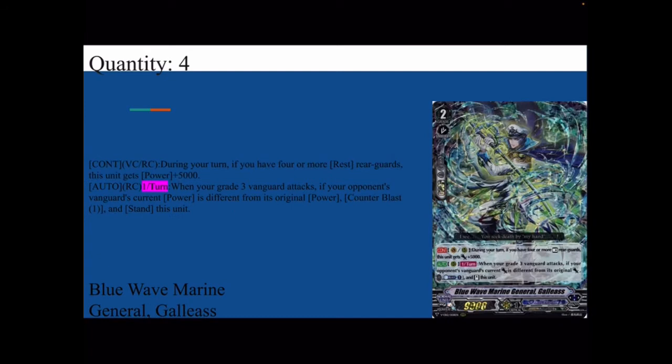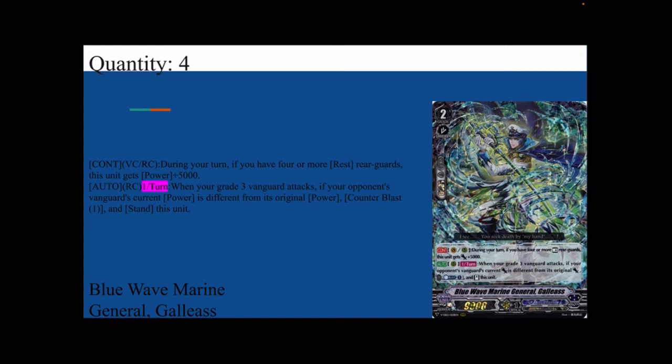Four copies of Blue Wave Marine General Galios. Another card that I like the arts of. I genuinely like the card arts of most of these things, honestly. So 9k base, 5k shield, continuous vanguard or rearguard. During your turn, if you have four or more rested rearguards, this unit gets plus 5k power. So it's a 14k base as well. It has the same skills as Baragios.